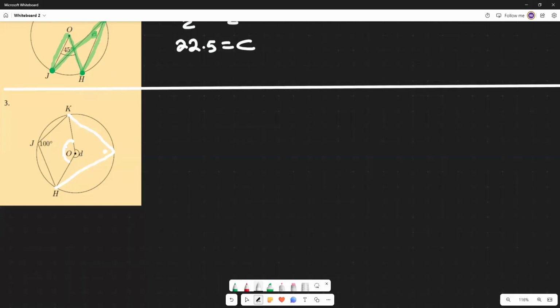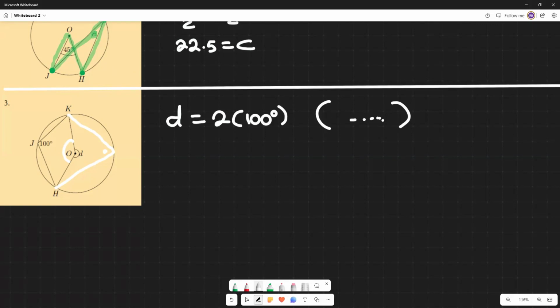So we can see that D is basically 2 times angle at the circumference. And your reason is angle at center is 2 times angle at the circumference. And then you can see that D is 200. And that's finito. But don't forget to write the reason here, ladies and gentlemen.